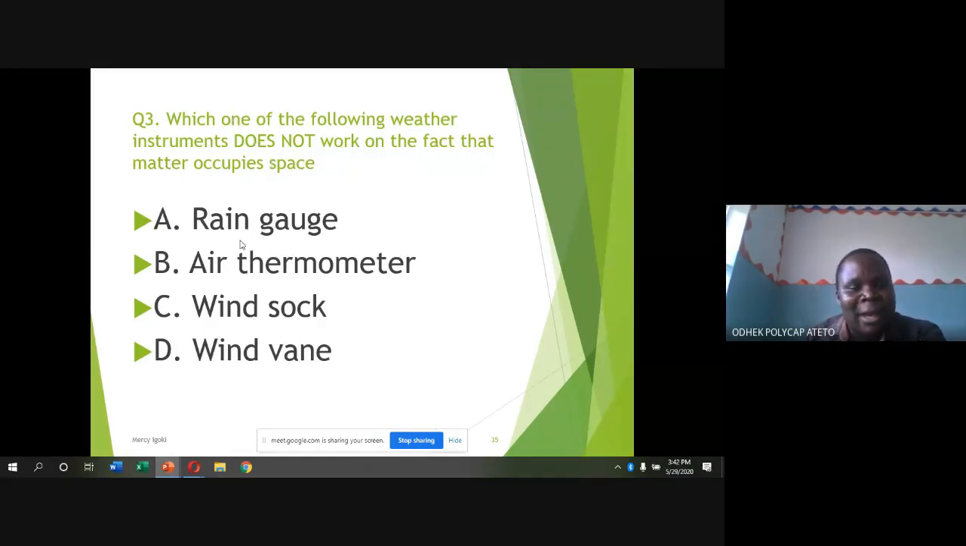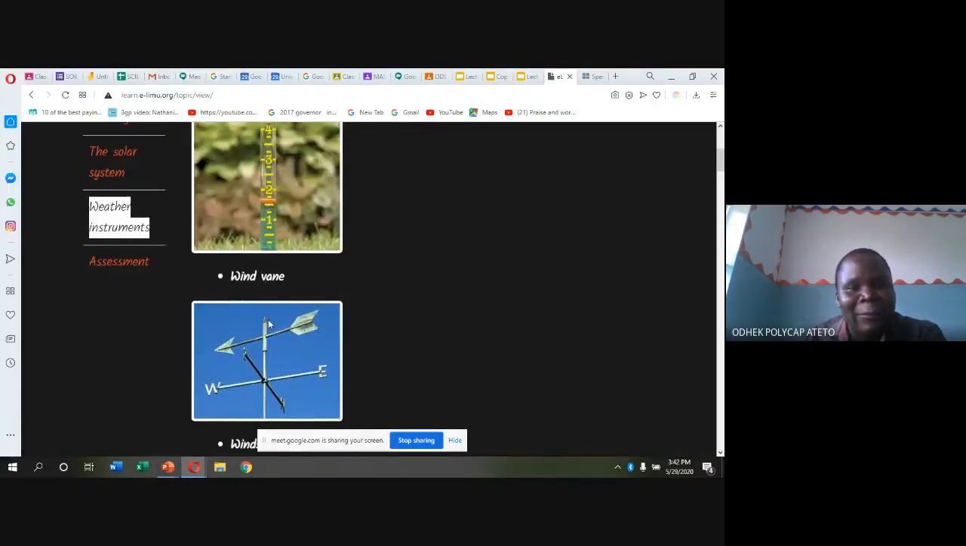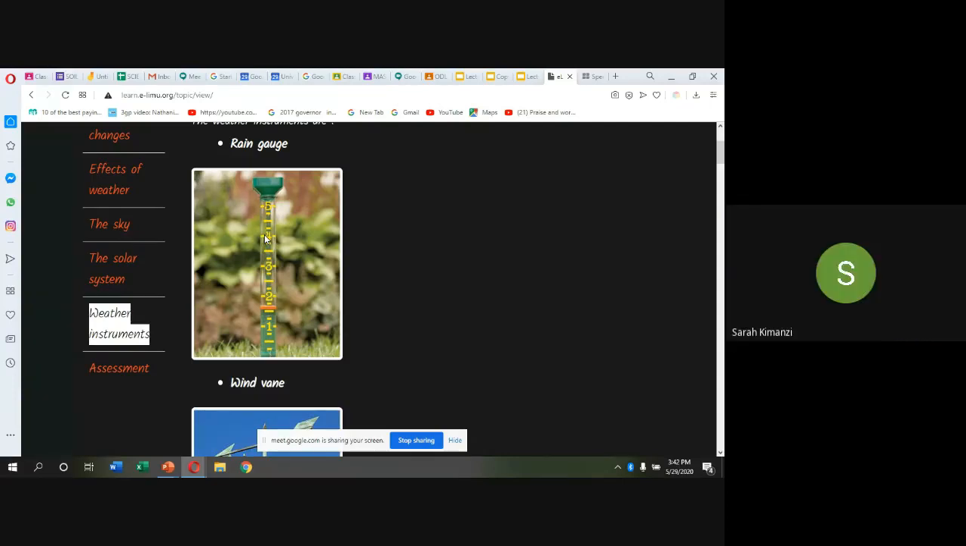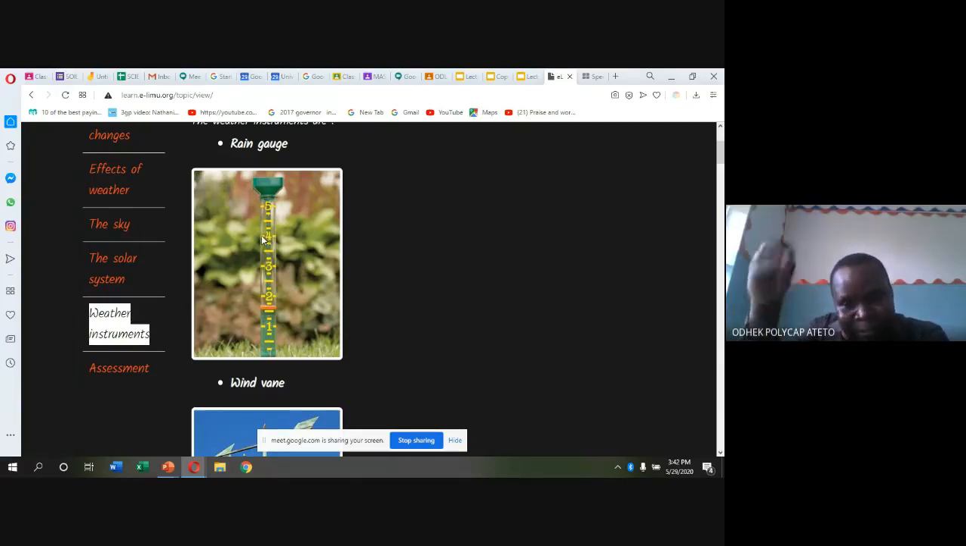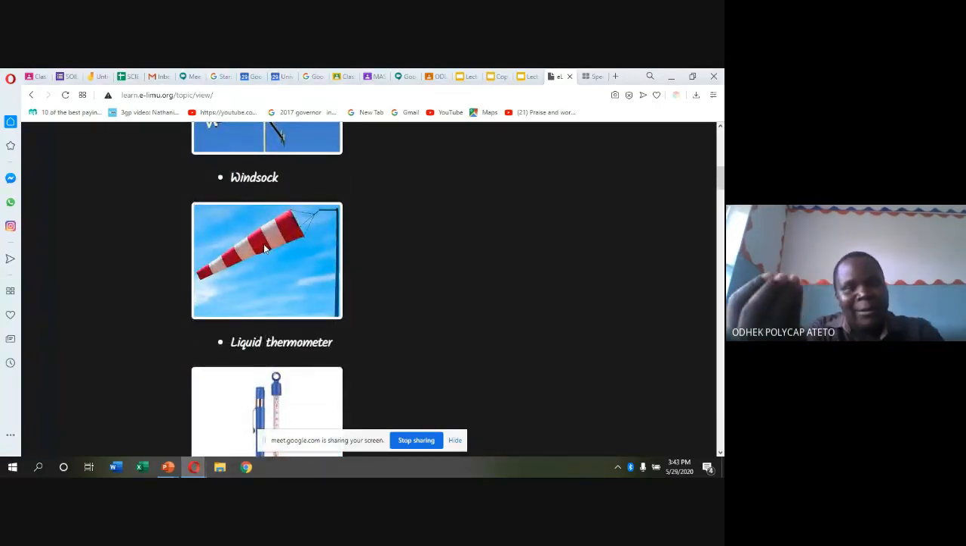So you check the rain gauge. How is rain gauge working, Sarah? Rain gauge, we have already said that the water will enter inside this collecting jar. True or false? True. That one is matter occupies space, because the rainfall must enter inside for us to measure. Then we come to the windsock. For this sock to go up, air must enter inside it. True or false? True. Correct. So that one also works in the principle that matter occupies space.